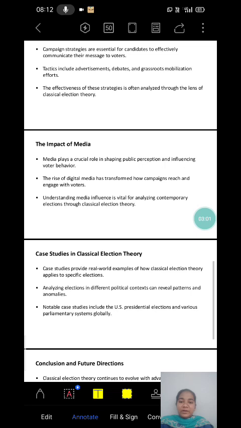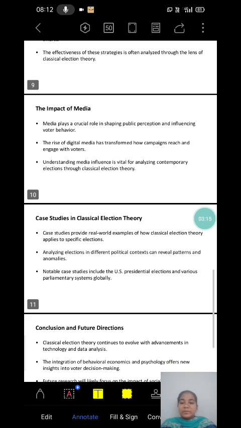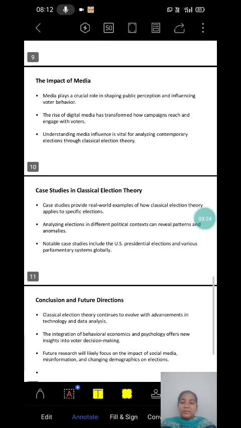The impact of media. Media plays a crucial role in shaping public perception and influencing voter behavior. The rise of digital media has transformed how campaigns reach and engage with voters. Understanding media influence is vital for analyzing contemporary elections through classical election theory.